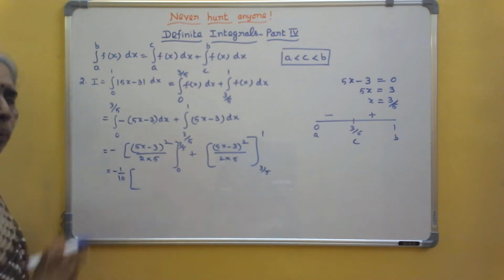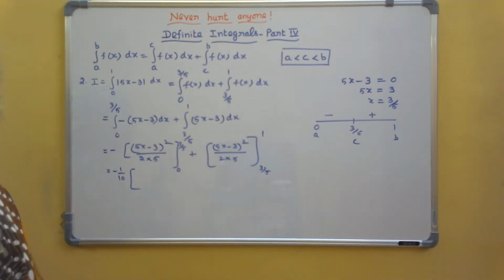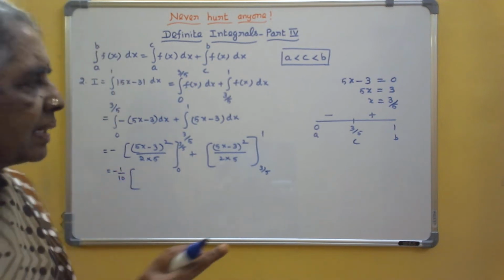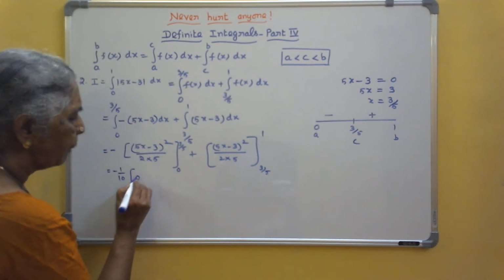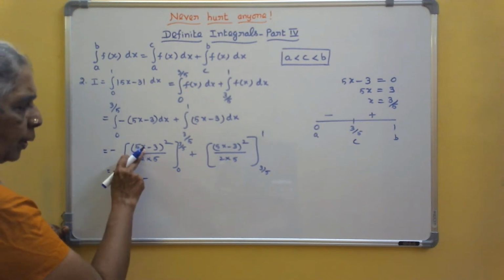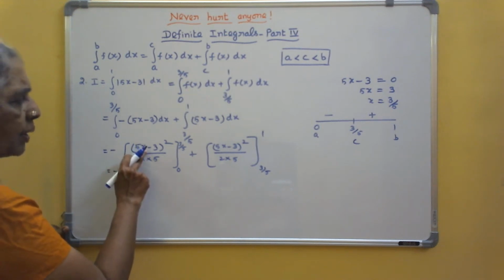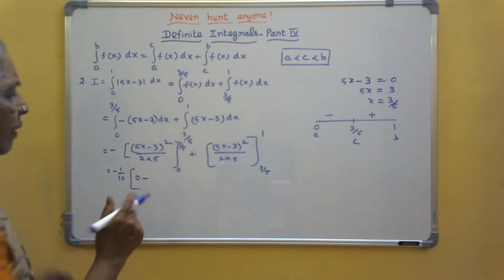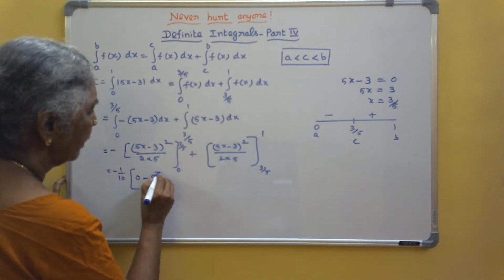When you substitute the upper limit, 5 into 3 by 5, the 5 will get cut, you will get 3. 3 minus 3 is 0. So here the upper limit vanishes, minus the lower limit. If you put 0 here, 5 into 0 is 0. 0 minus 3 is minus 3. Minus 3 the whole square will be 9. So you get a 9 here.